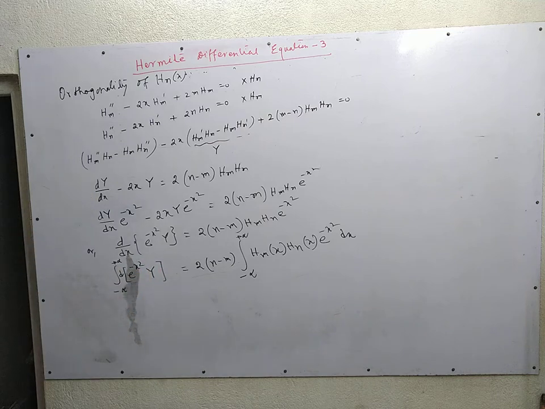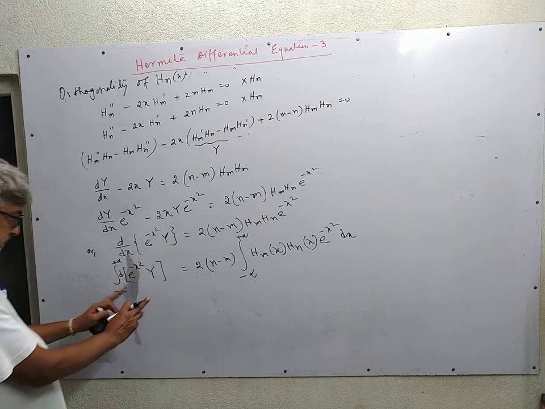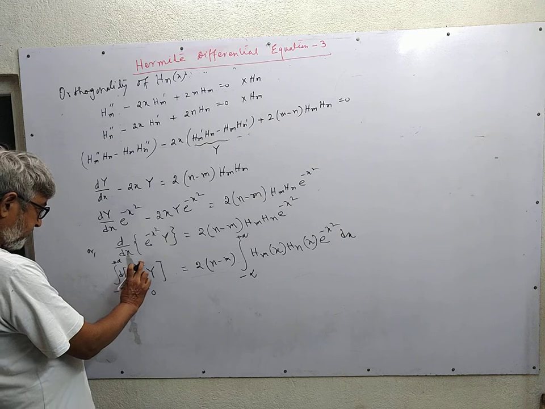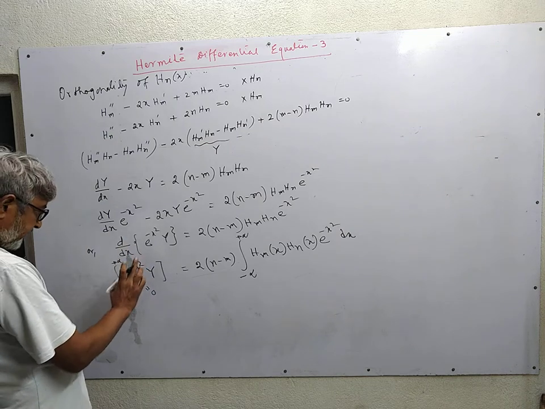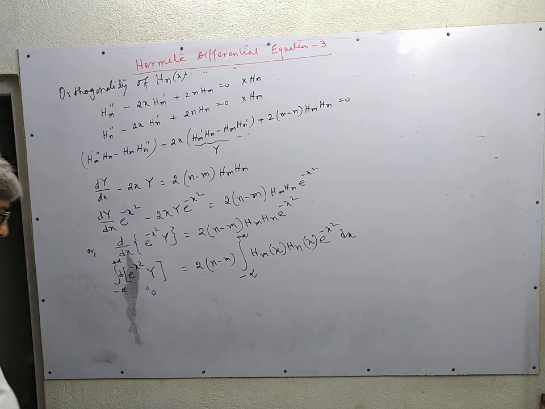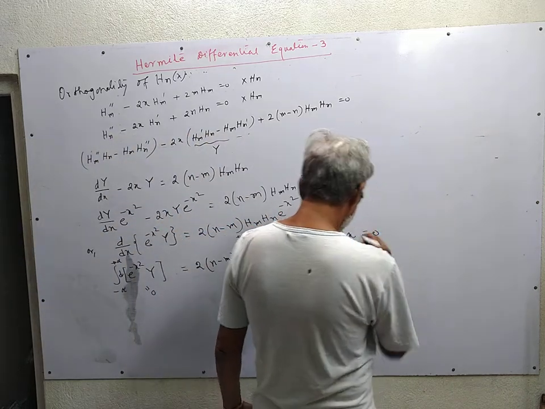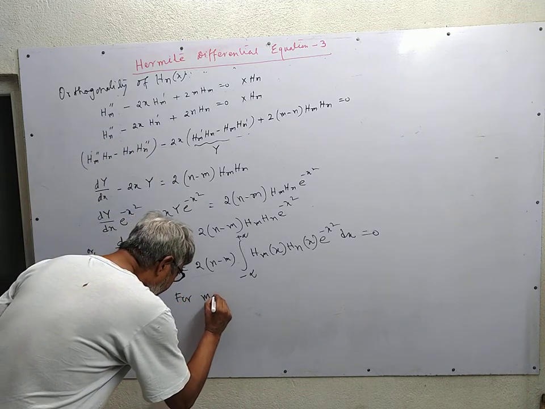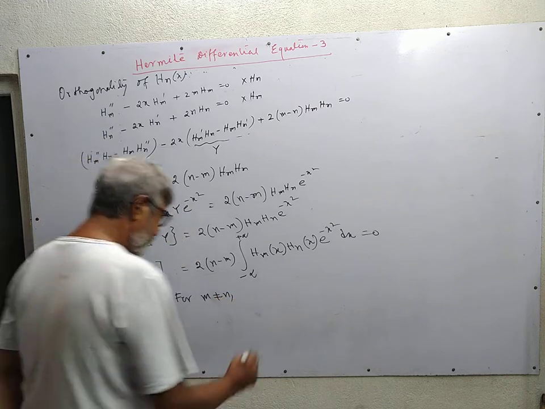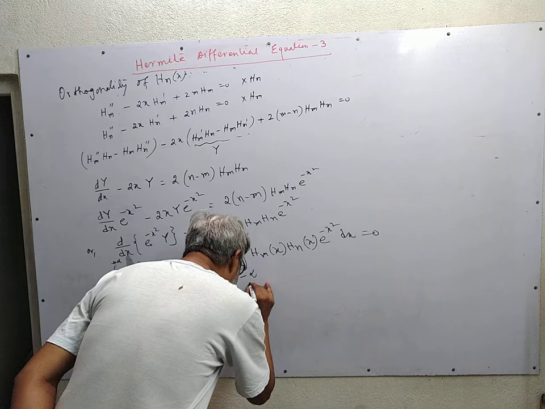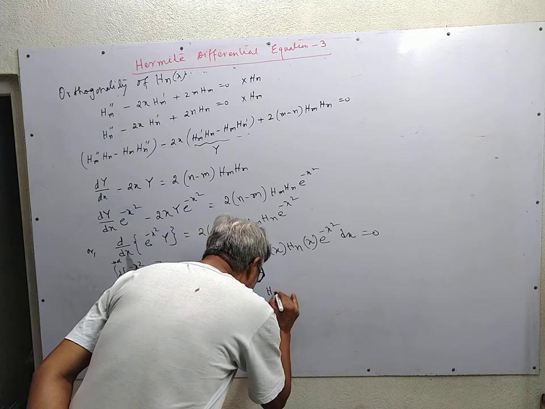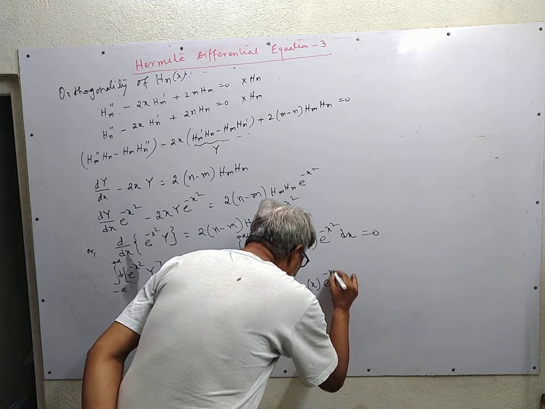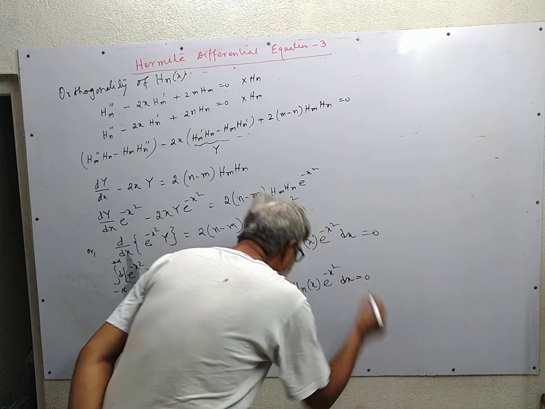Now this part is 0 because Y is a finite quantity and this part goes to 0 at plus minus infinity. So the left hand side is 0 and the right hand side is this one. So we conclude that for m not equal to n, the integral from minus infinity to plus infinity of Hm(x) Hn(x) e to the power minus x square dx is equal to 0.